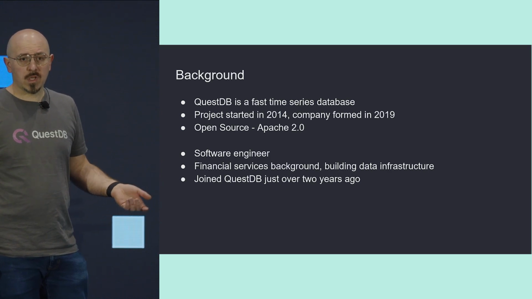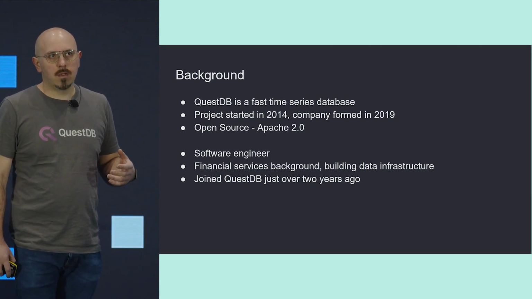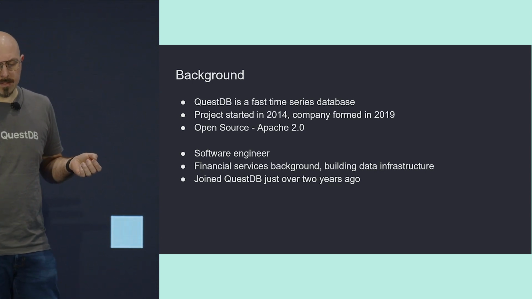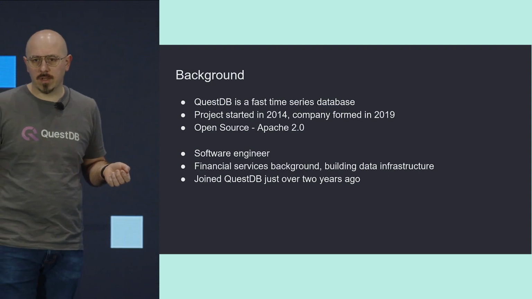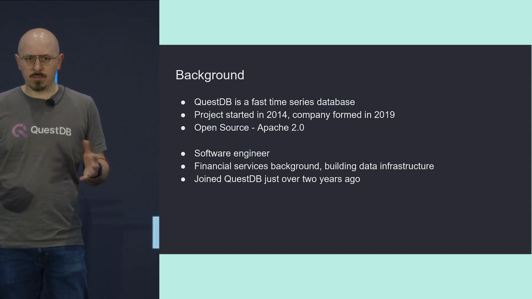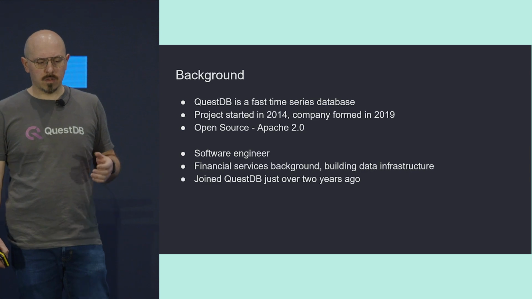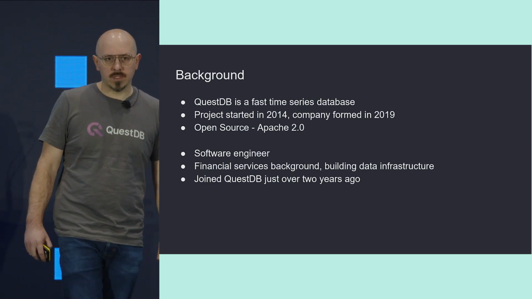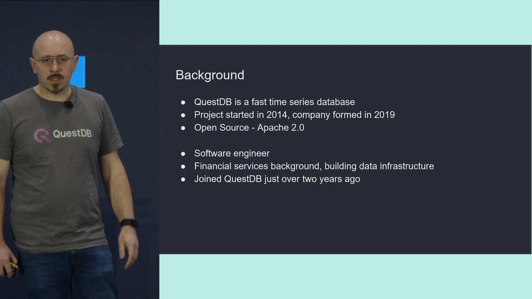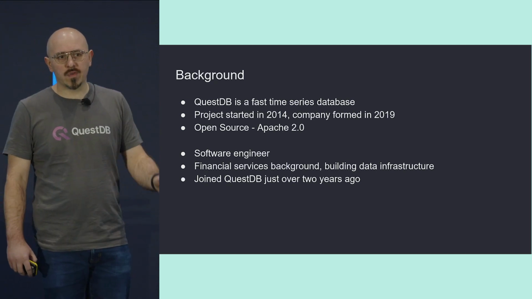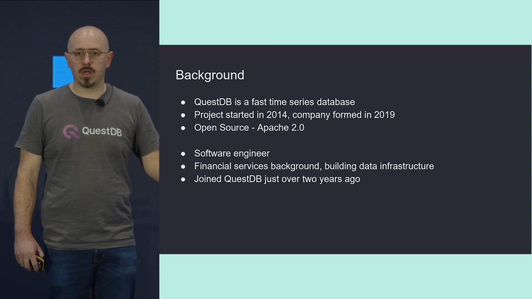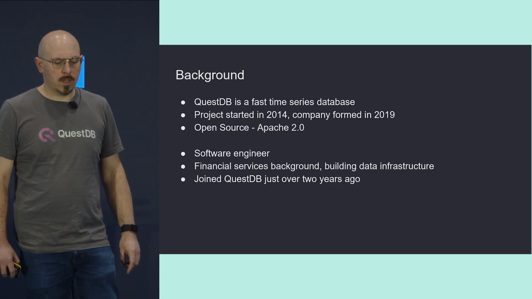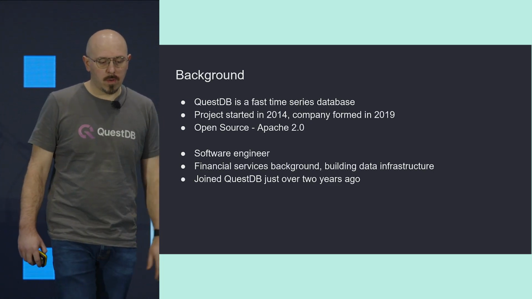what we tend to focus on is performance. Performance tends to be a key thing in time series data. QuestDB itself started in 2014, sort of as a side project out of a need, and grew over time. Eventually, a company was formed in 2019, and the product is all open source. We have some variants of the product which add a few bells and whistles, which you can use. But yeah, it's Apache 2.0.